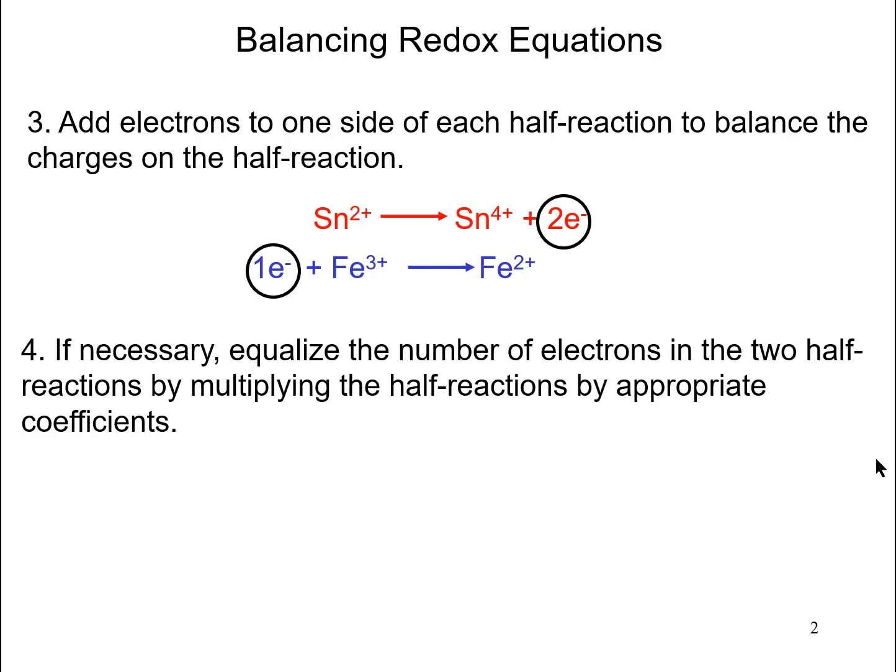Our next step is to equalize the number of electrons in the two half reactions by multiplying the half reactions by the appropriate coefficients. So this second reaction here, the iron reaction, is going to need to be multiplied by 2 in order to fulfill this step, where we want to equalize the number of electrons. So you can see that we doubled the entire reaction of the iron.